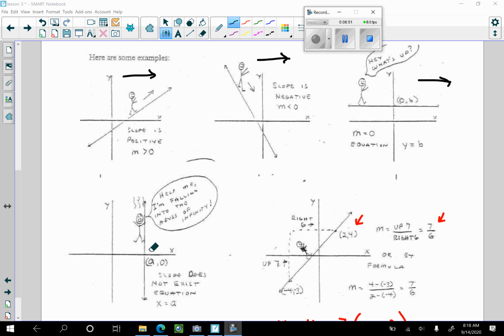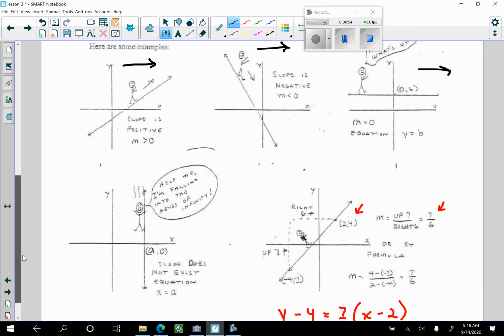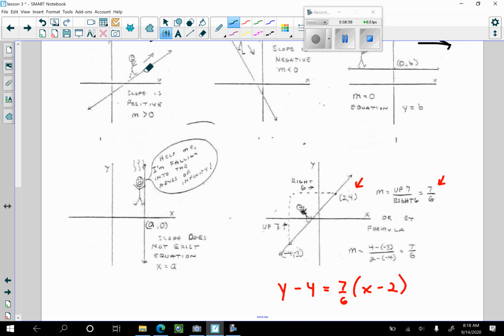And here, he's falling into the abyss of infinity, and that has a lot to do with calculus as well. It's going to have a lot to do with what we talk about when we get to rational functions too, because you're going to be dividing by zero, and that's undefined, or it will go to infinity as x approaches some number a. That slope goes to infinity, and that's why he's falling into the abyss of infinity. We don't have to worry about what I just said. We'll talk more about that later.